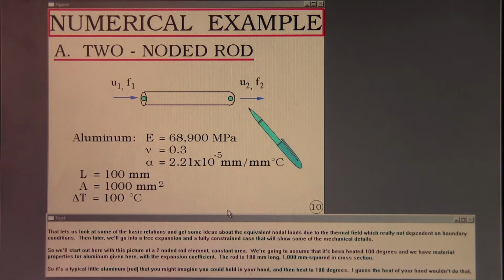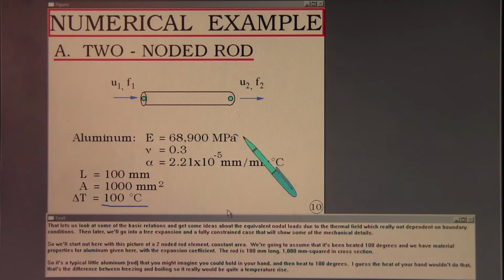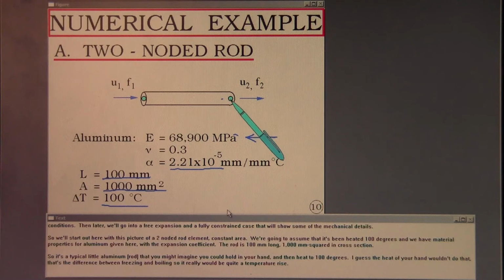We're going to assume that it's been heated 100 degrees, and we have material properties for aluminum given here with the expansion coefficient. The rod is 100 millimeters long, 1,000 millimeters squared in cross-section. So it's a typical little aluminum link that you might imagine you could hold in your hand and then heat to 100 degrees. I guess the heat of your hand wouldn't do that. That's the difference between freezing and boiling, so it really would be quite a temperature rise.